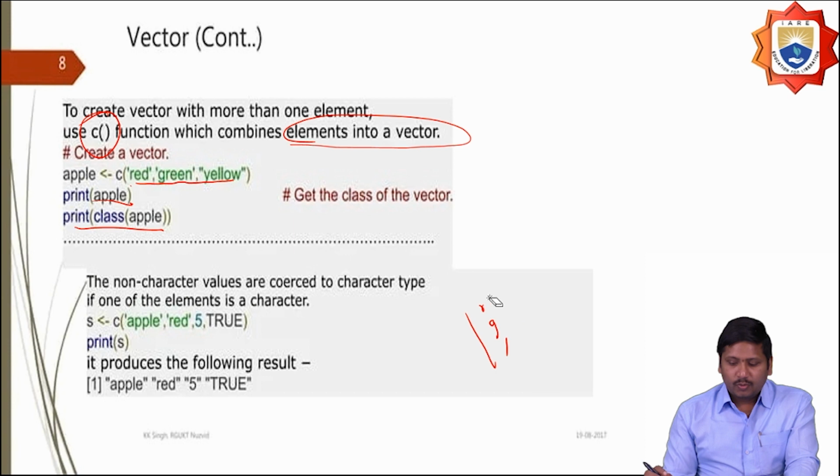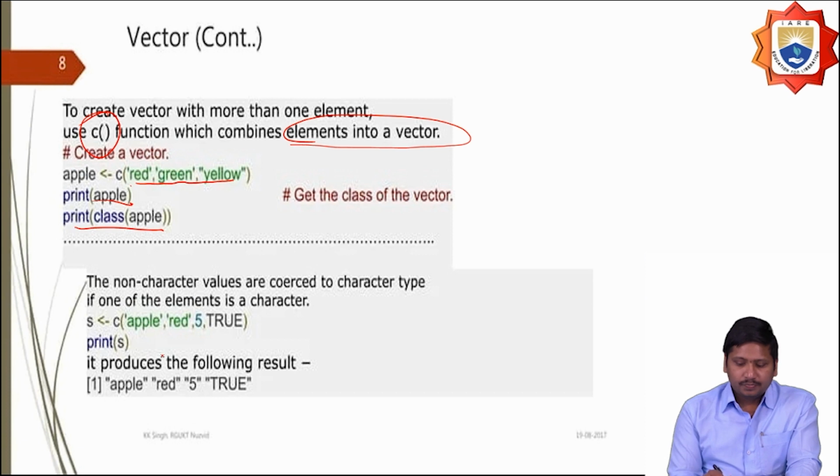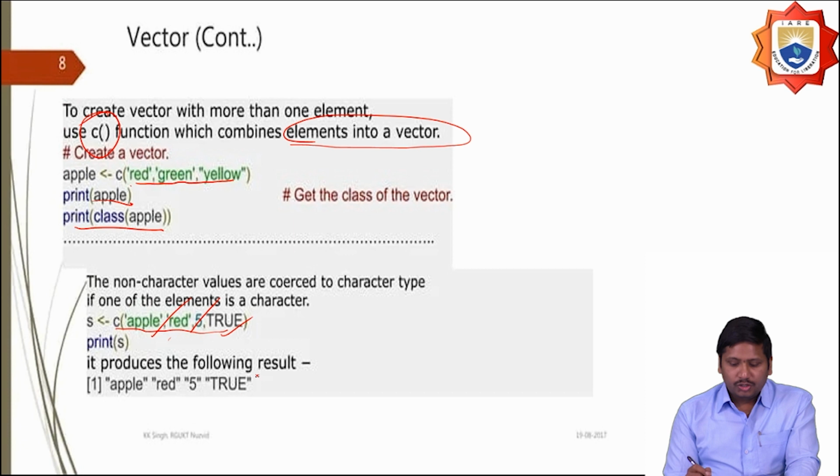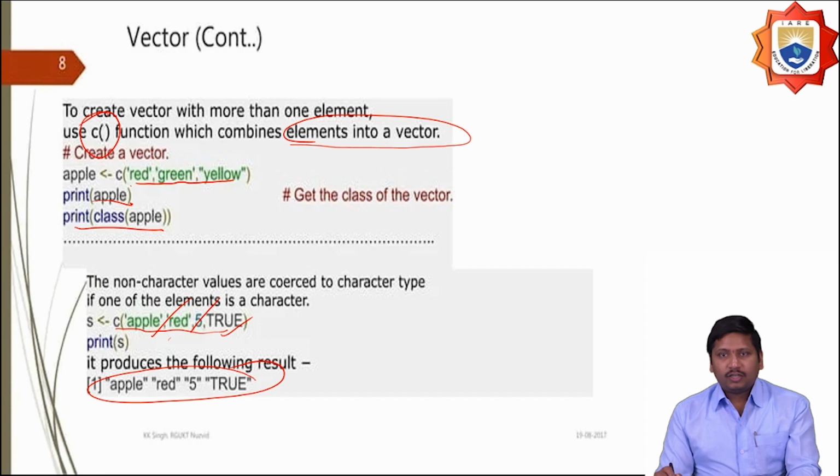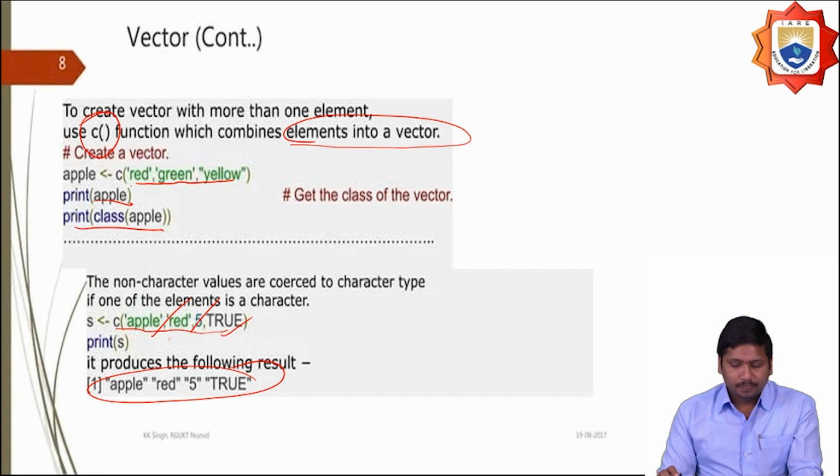And non-character values are also presented as the character type, so c("apple", "red", 5, TRUE) has logical, integer, and string values, but it also produces a vector of characters for all the elements.